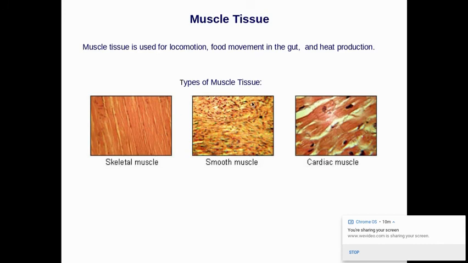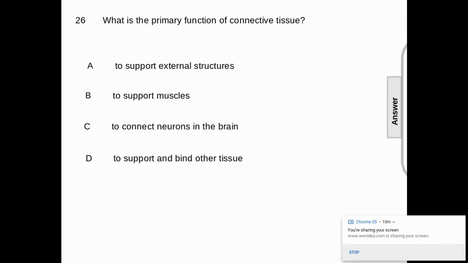Skeletal, smooth, and cardiac. Skeletal muscle is going to be those muscles that move your skeleton. Smooth muscles are muscles that are inside your organs, like your stomach. They help to move food in your gut. And then cardiac muscle, if you see the word cardiac, you probably think of heart. The cardiac muscle pumps the blood. So again, muscle is used for locomotion, to move food, and to produce heat. And the 3 types of muscle tissue: skeletal, smooth, cardiac.